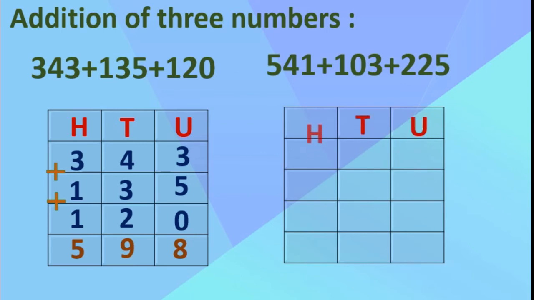One more sum is there. Again we will write units place, tens place, hundreds place. And number we will write 541. Always we write numbers starting from unit place. Okay. 103 plus 225. Okay. Now we will add the numbers.